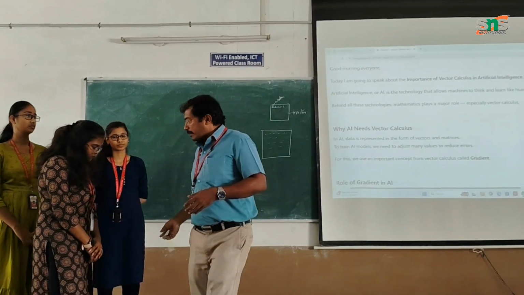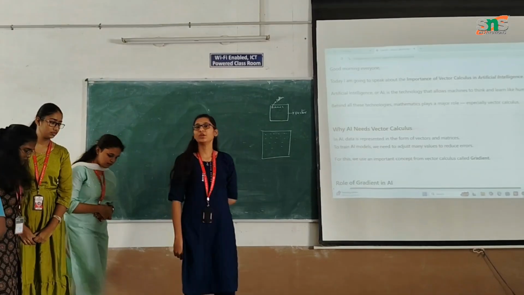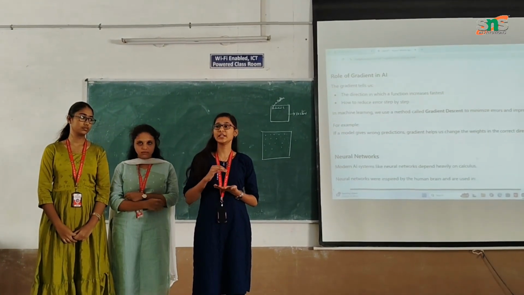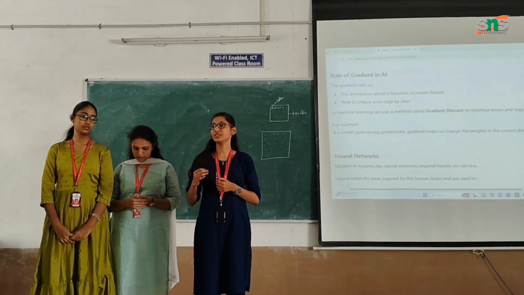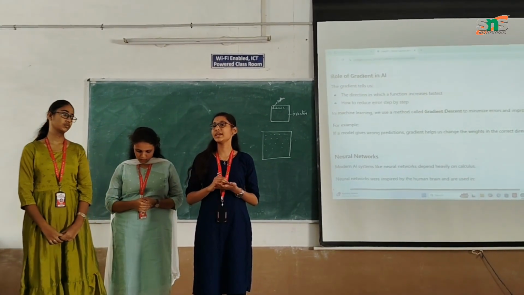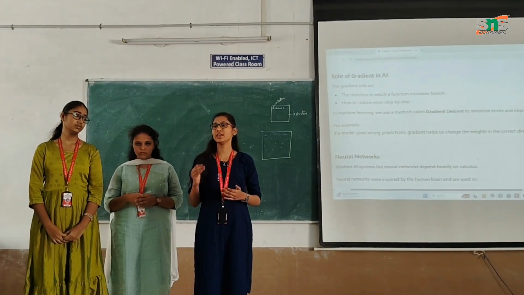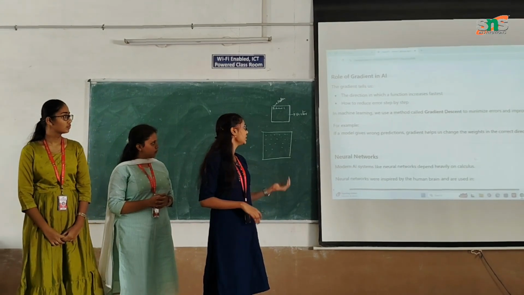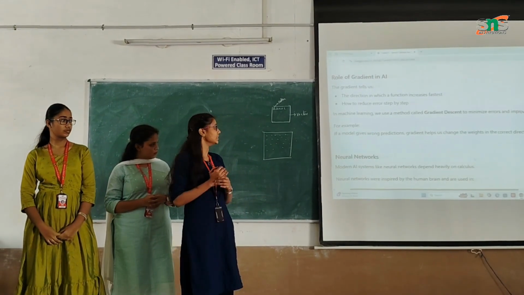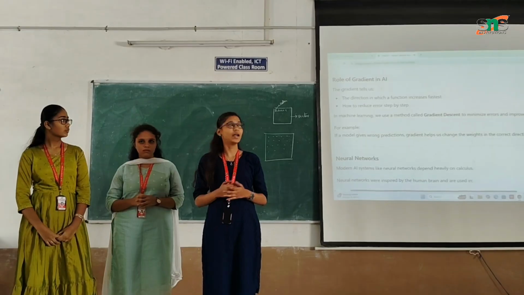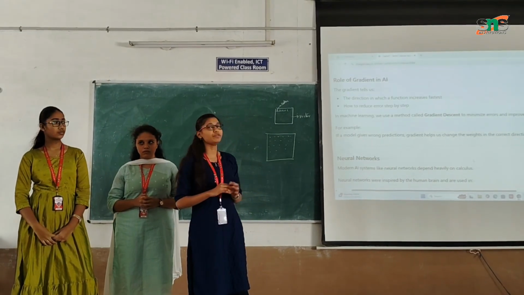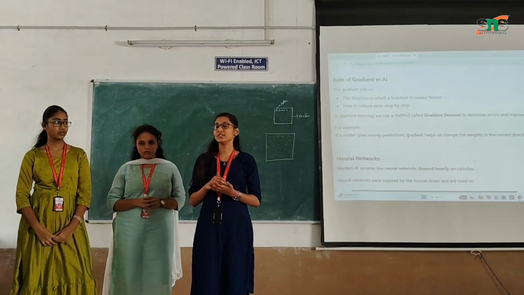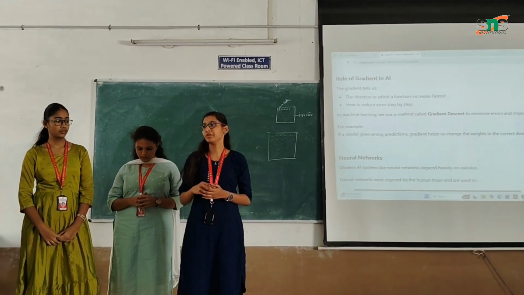Now I am going to talk about the role of gradient in artificial intelligence. First of all, we need to know what a gradient is. Gradient helps to find the direction in which a function increases or decreases suddenly. So gradient helps us reduce the error and make results accurate. In machine learning, we use a method called gradient descent, which reduces the error and makes results perfect. For example, if a model makes some wrong prediction, we use the gradient, and there is a specific formula.